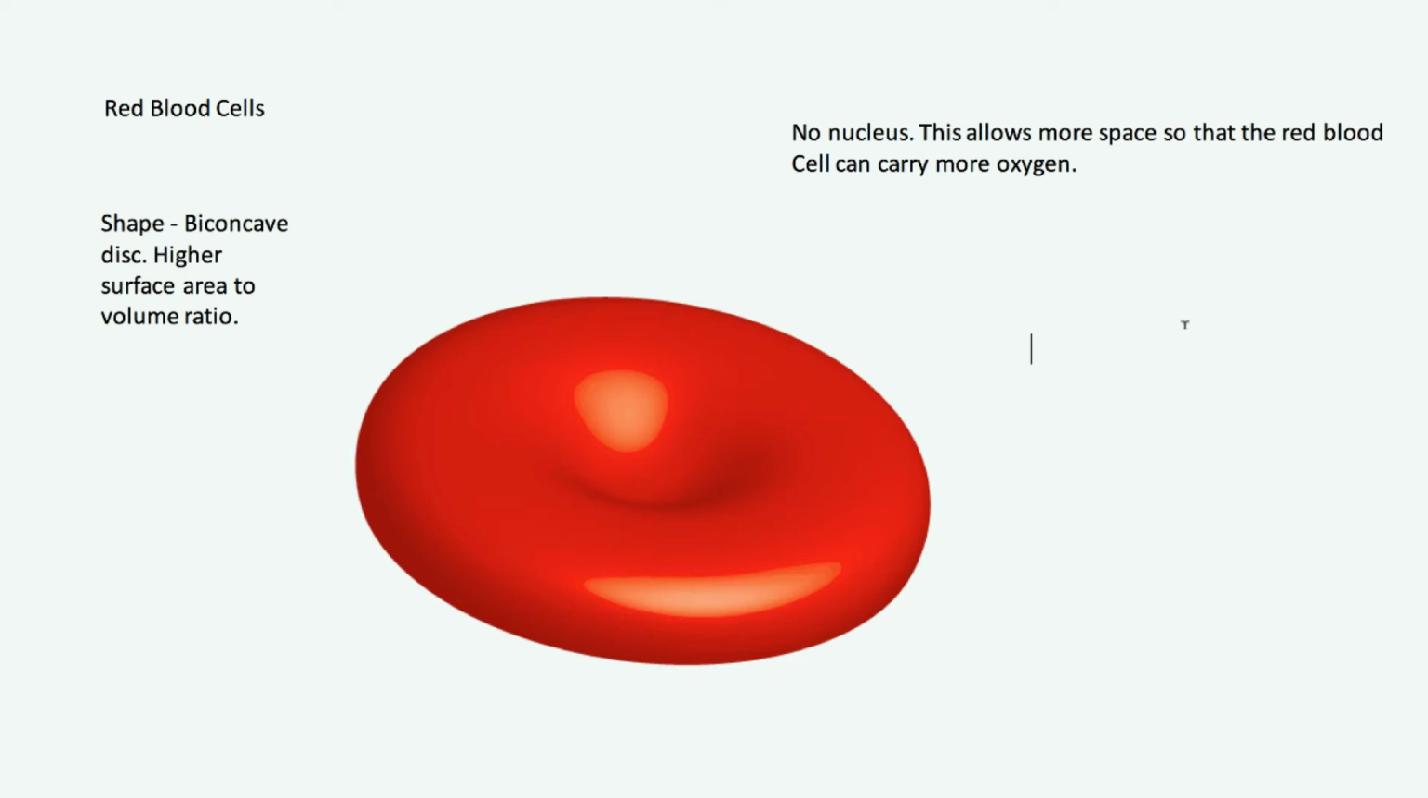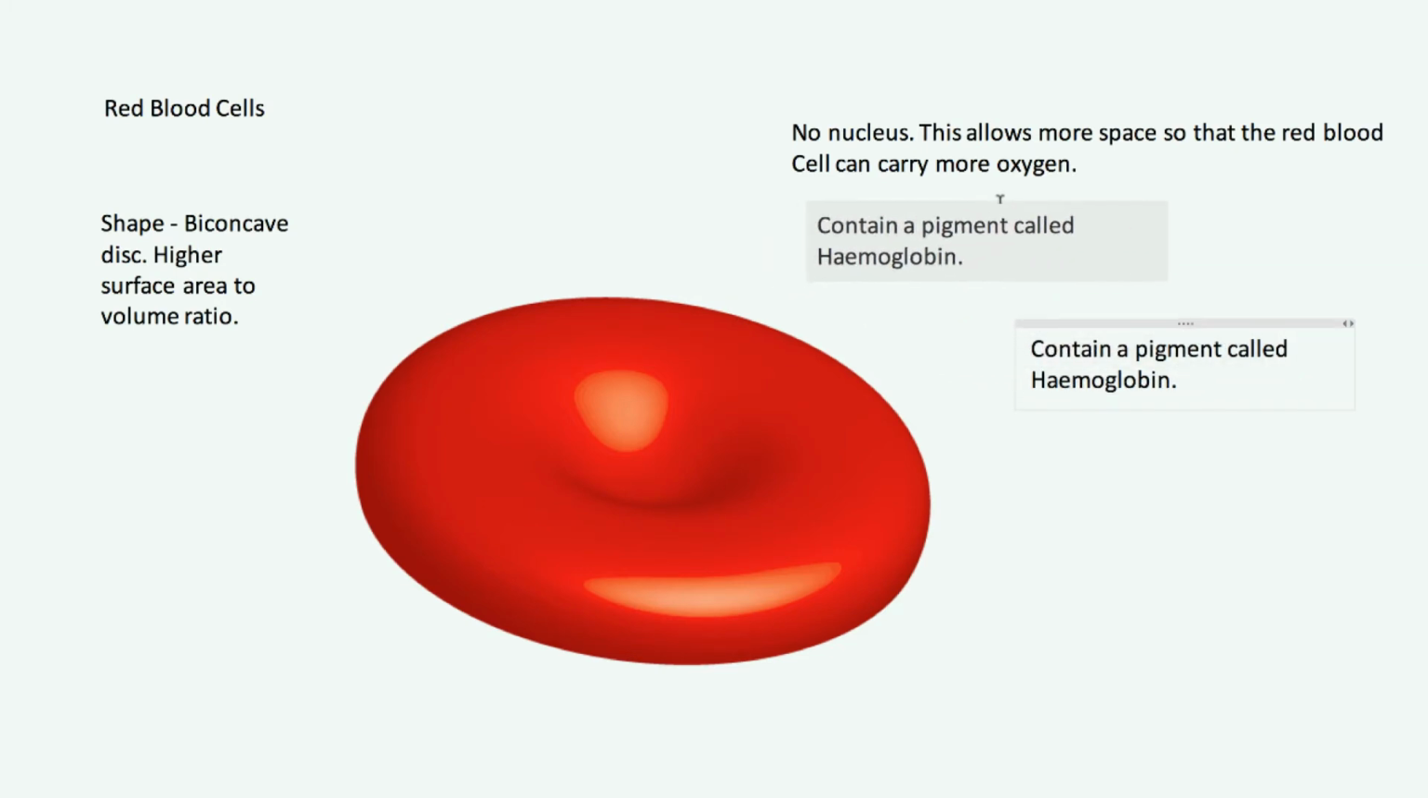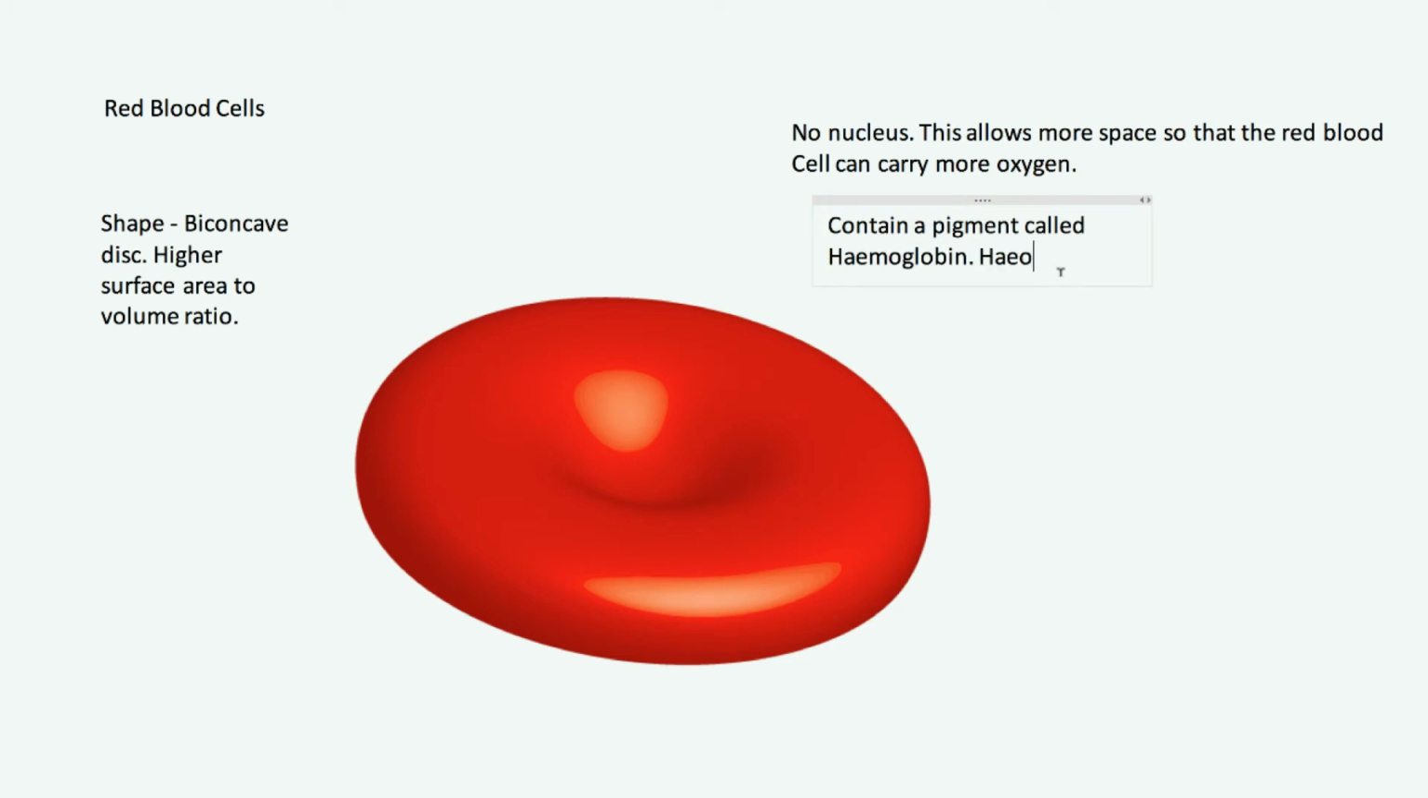Okay. All right. Now it doesn't just carry oxygen just on its own. Oxygen just doesn't go in and just sit there in the cell. There's actually something which makes the blood red, which is carrying the oxygen. So the blood cells contain a pigment called hemoglobin. Okay, now the hemoglobin is what binds oxygen. Hemoglobin binds oxygen to form oxyhemoglobin.